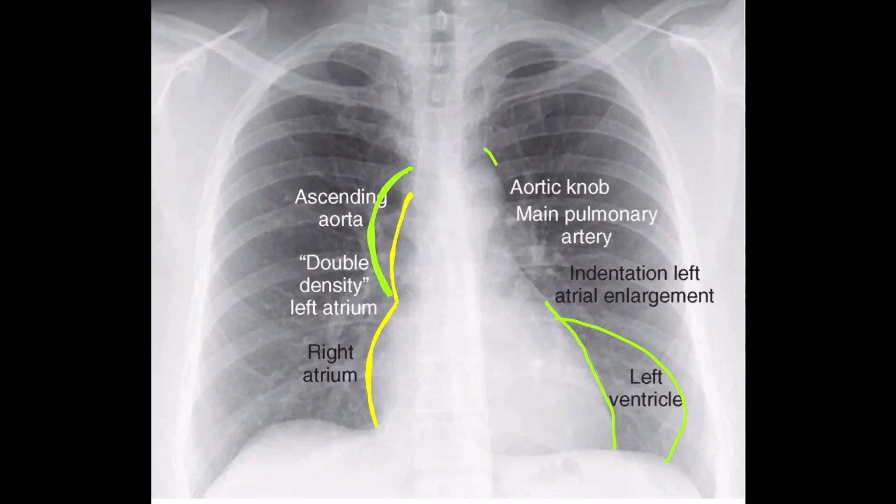And on the left here, this is the aortic knob. This is the main pulmonary artery. And the last contour in here will be the left ventricle. And for sure, this is the left hemidiaphragm with costophrenic angle.